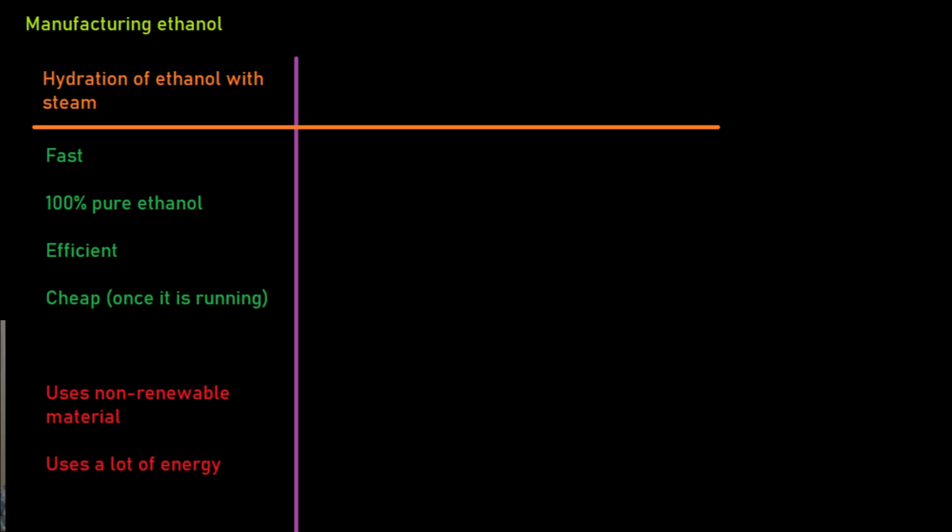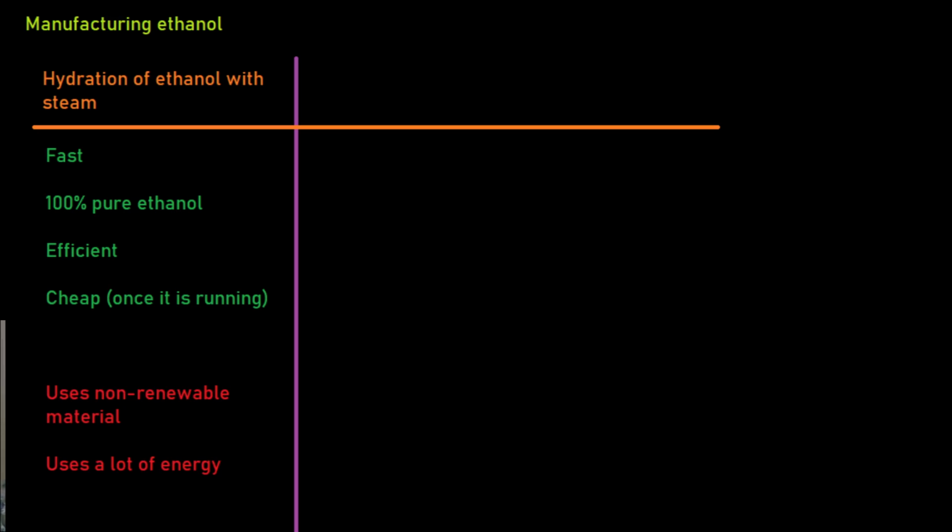The downsides to this, the main one, is that it is a non-renewable process. The alkene, the ethene that is used, comes from crude oil and natural gas. So that is a non-renewable resource. It is also energy intensive. You need very high temperatures, and you need large specialized equipment and machinery. So it's expensive to set up. It's cheap once it gets going, but it's expensive to set up, and it uses a lot of energy, so it's not good for the environment.